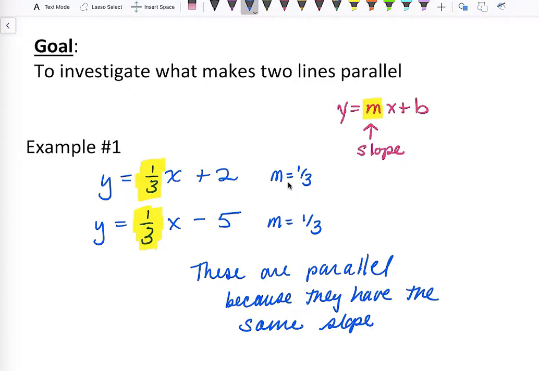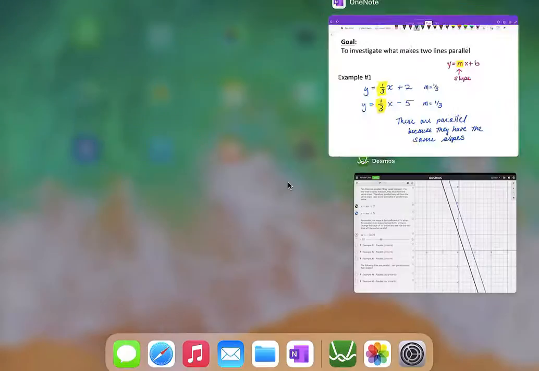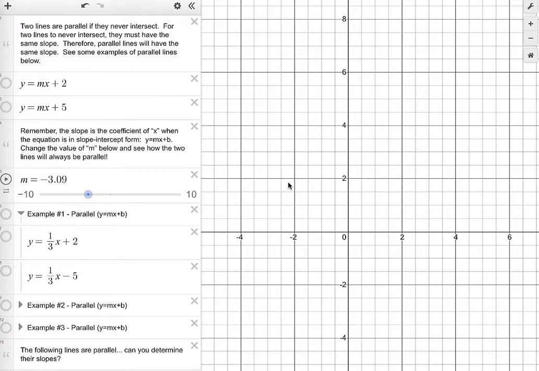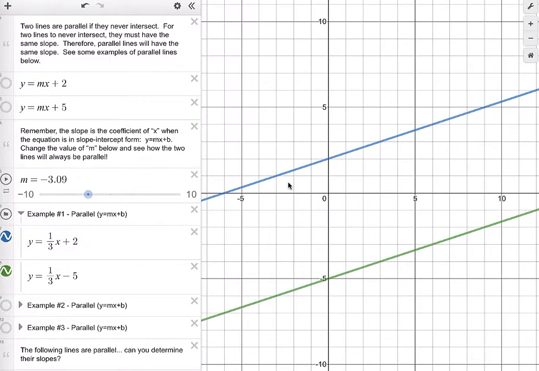Let's visually look at what this is graphically. So I'm going to go back to my graphs and turn these off and look at example 1. For example 1, I have the two equations that we were talking about before, y equals 1/3 x plus 2, and I also have y equals 1/3 x minus 5. Remember that plus 2 is the y-intercept and the minus 5 is the y-intercept for the green line. So these two lines are parallel. They have the same slopes. Each has a slope of 1/3. So for both lines, you're rising up 1, right 3, up 1, right 3, but they have different y-intercepts. So these are two parallel lines.